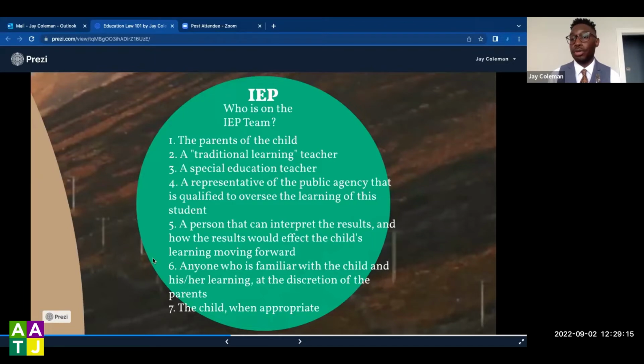Also, the child when appropriate. There may be times when it's not appropriate for the child to be there. Like if the child's not verbal, there's not going to be anything for the child to add. However, blindness is one of the qualifying disabilities. And so a blind child may be able to offer some information and some insight as to what their needs are. And so they'll be a part of the IEP team as well.